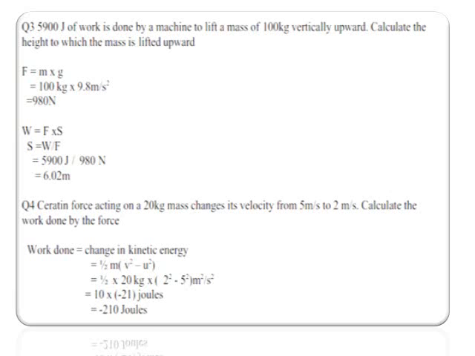Question number 4, actually we are yet to learn kinetic energy. So after learning kinetic energy, you will understand this question. So wait for the next class to understand this question. Okay.